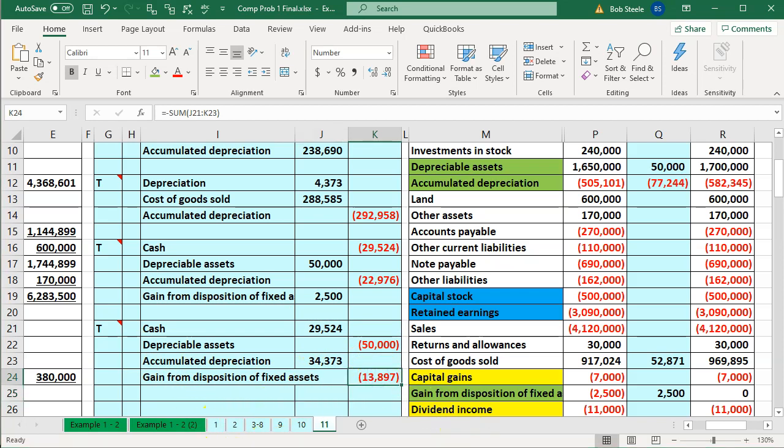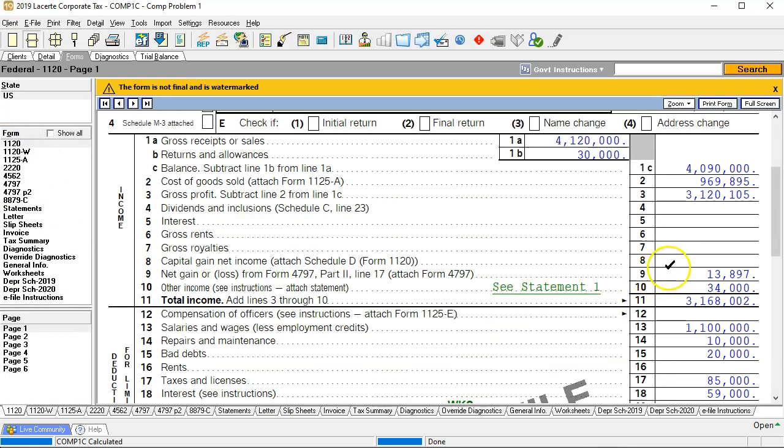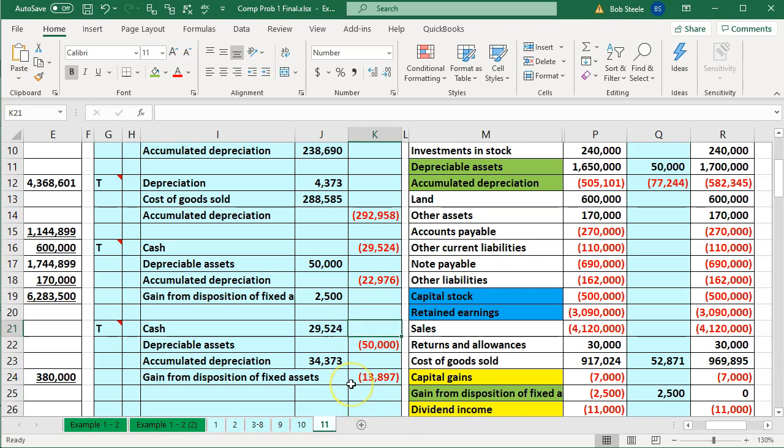13,897. You'll recall if we go back to our tax forms to the 1120 page 1, that's that 13,897. So that looks familiar. That looks correct. Let's go ahead and post this out and see what happens.